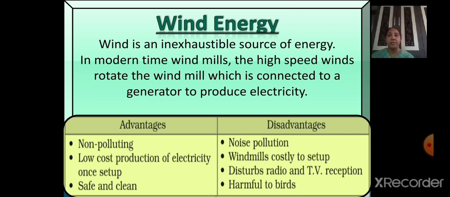Now disadvantages: as the windmills are installed, they create noise pollution. And setting up the windmills is very costly. Windmills are costly to set up, and they disturb radio and TV reception, and are even harmful to birds. As the windmills are moving continuously, they are harmful to our birds, and also to our environment.